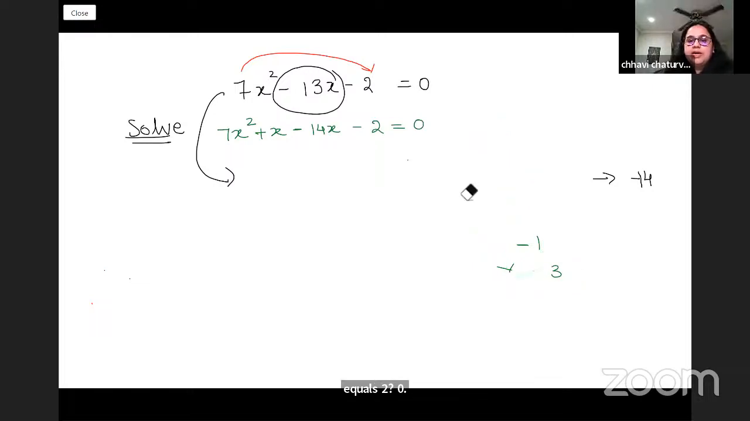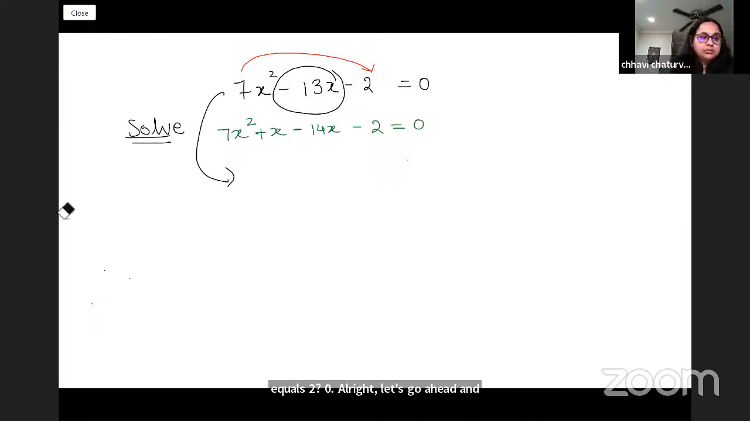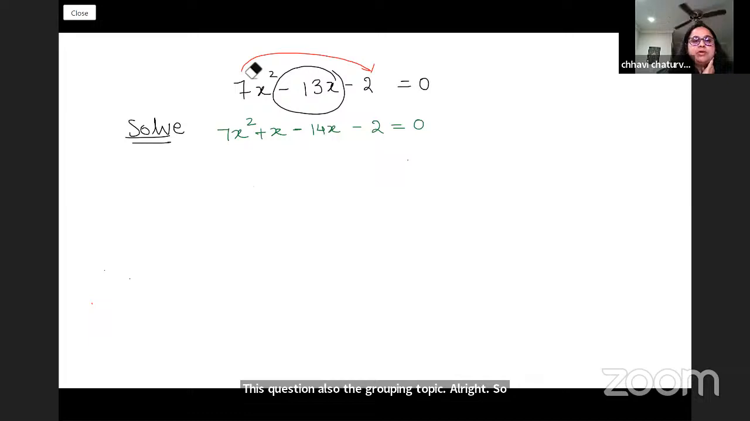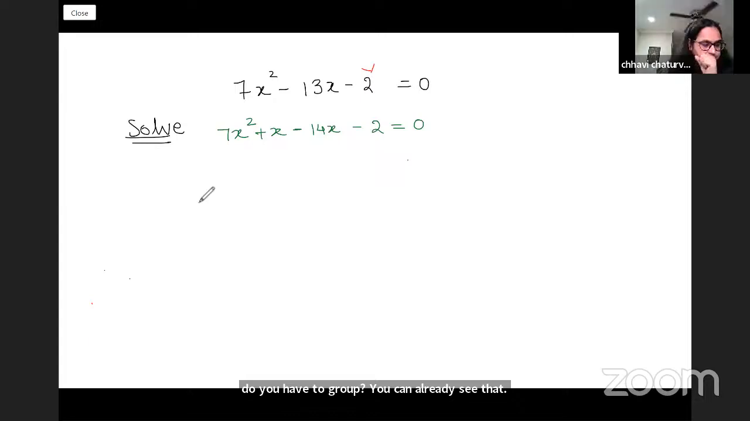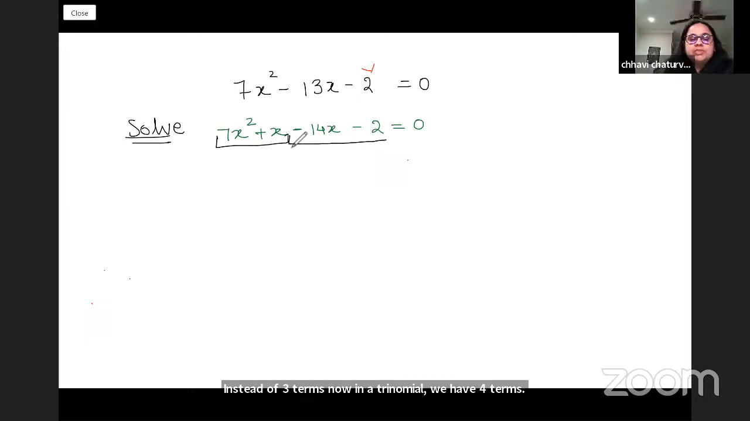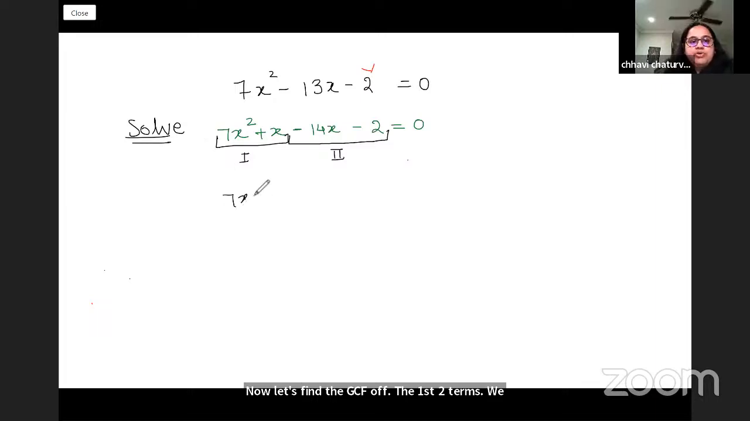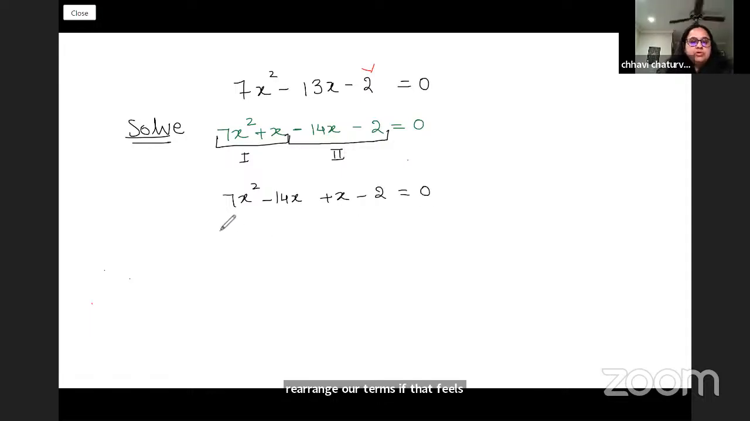All right, let's go ahead and group them. This question also covers the grouping topic. So when do you have to group? You can already see that instead of 3 terms in a trinomial, we have 4 terms. Let's put the first 2 terms in one group and the last 2 terms in the second group. Now let's find the GCF of the first 2 terms. We can also rearrange our terms if that feels easier and makes more sense.